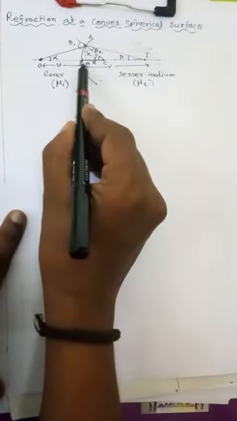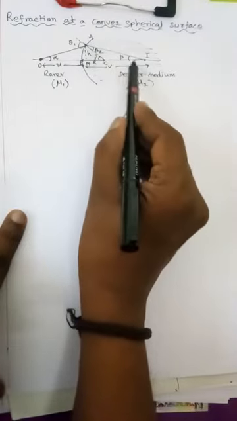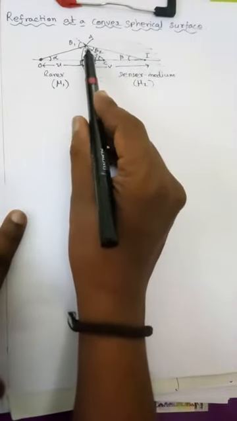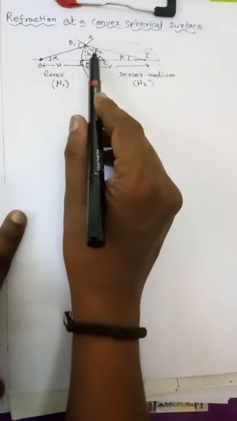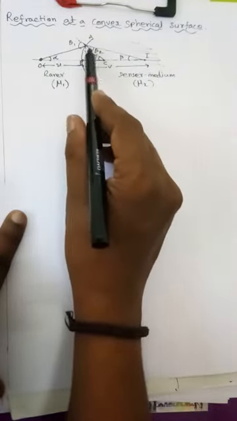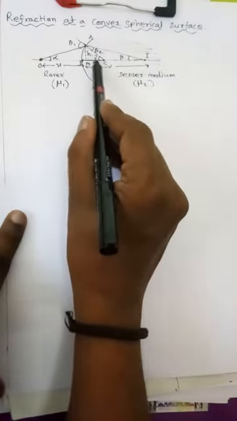Here one angle alpha is created. Here one angle beta is created. So you draw one imaginary normal line. It will create one angle theta 1, here theta 2, and here one angle gamma is created.